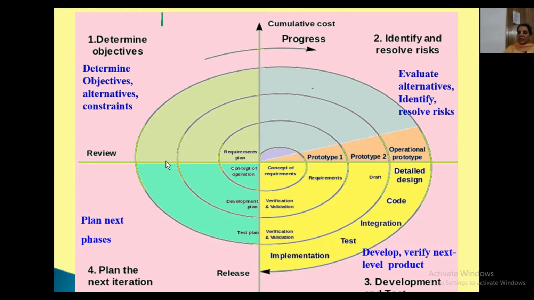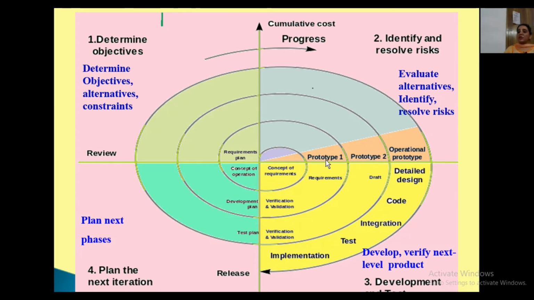You can check here one important thing, that this particular arrow which is going upward is showing the cumulative cost, because more will be the loops, more will be the phases of this particular model, the cost will become higher. Now, in the first quadrant, requirements plan is generated. You can see here it is written.